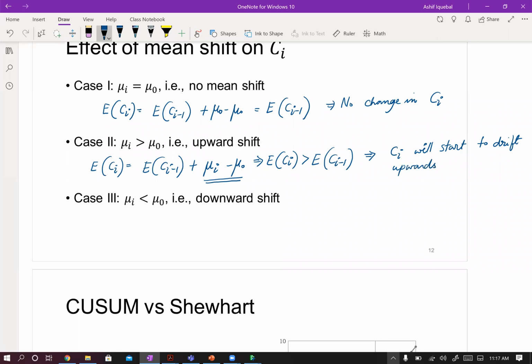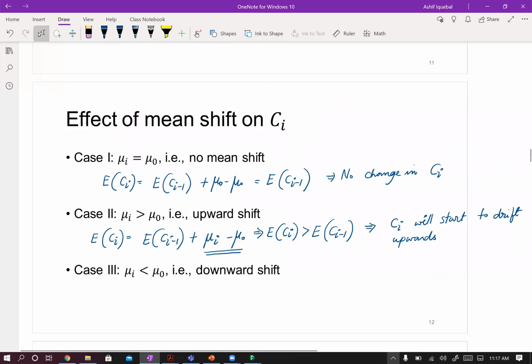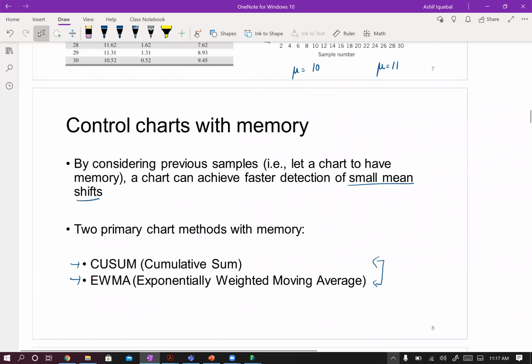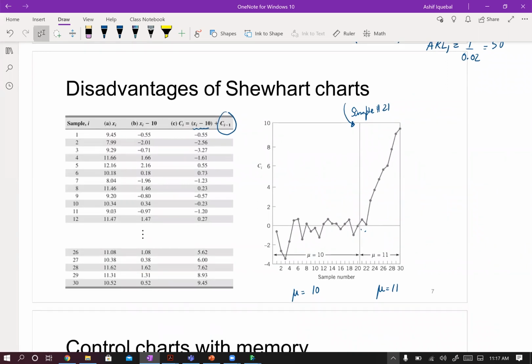This was the case that we looked at a few minutes ago. If you go back to the previous example, notice here that your in control process mean is mu equals 10 and your process mean after the shift is 11, right? So your mu I is greater than mu naught. And when this happens, the chart for Ci will start to drift upwards, right? Drift upwards. Make sense?